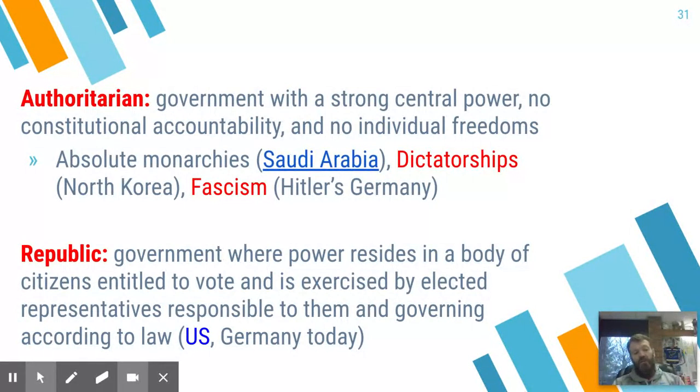In a republic, the power resides with a body of citizens and not with one person. Those citizens are entitled to vote, and they choose elected representatives. Those elected representatives are then responsible for doing the will of the people that elected them. The United States, that's us, we're a republic. Germany too. Most countries in the world operate this way. It's a little bit different than a democracy.